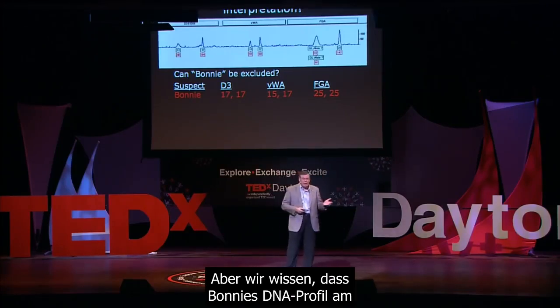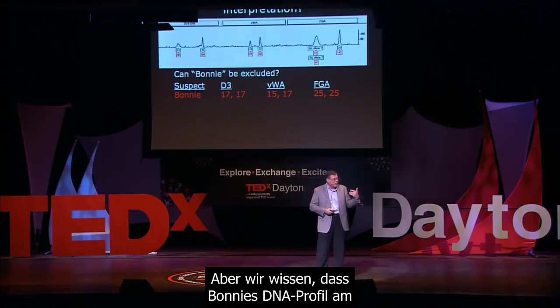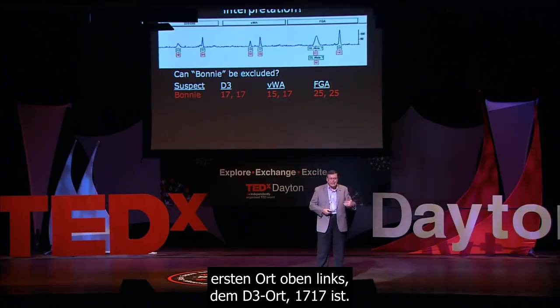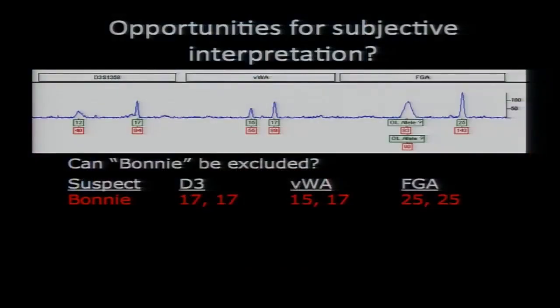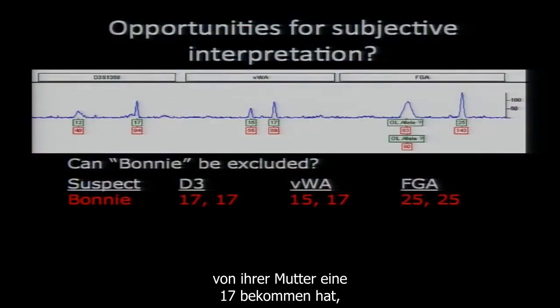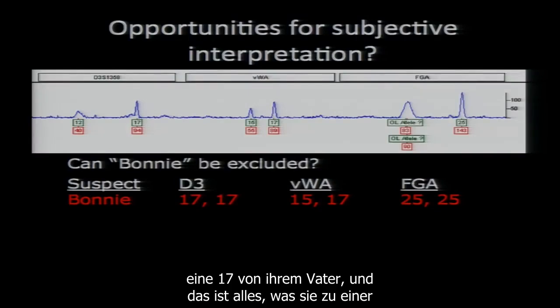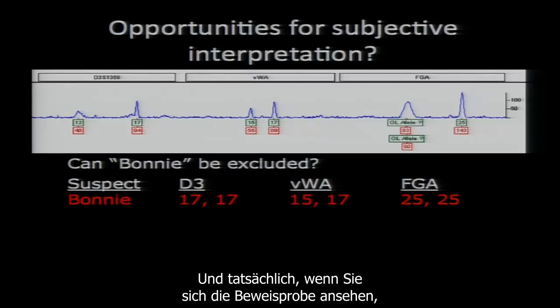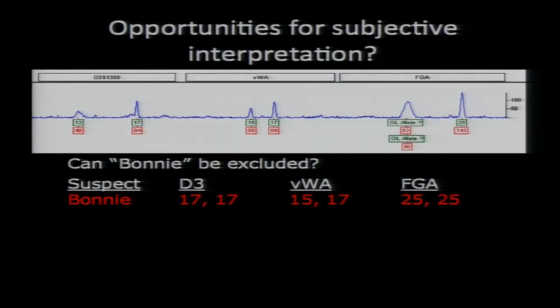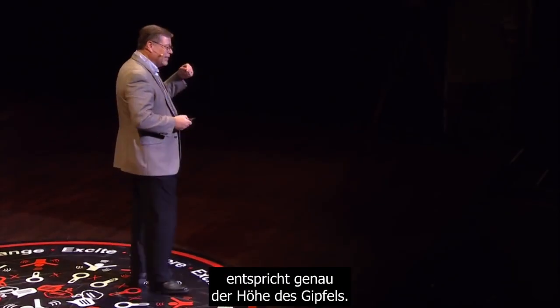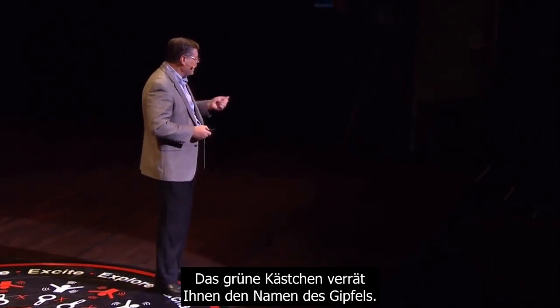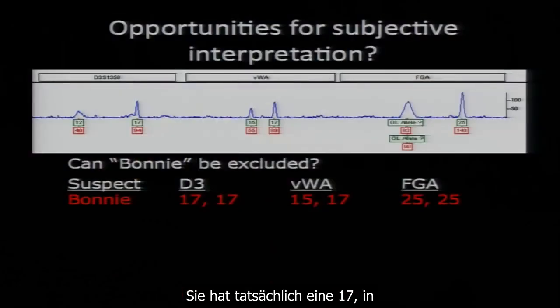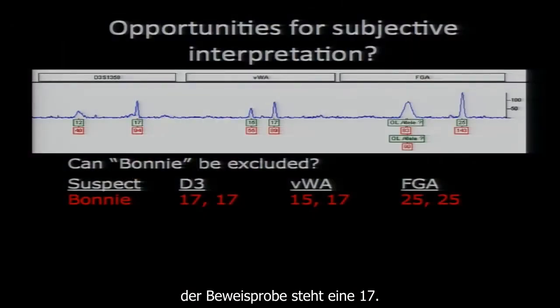But we know that Bonnie, at the first locus on the upper left, the D3 locus, her DNA profile is 17-17. And what that means in practical terms is that she got a 17 from her mother, a 17 from her father, and that's all that she has that she can add to an evidence sample if she were to leave something behind. And sure enough, when you look up at the evidence sample, you'll see that the software has labeled a peak a 17. The red box beneath it is just the height of the peak. The green box is telling you the name of the peak. She's got a 17. Sure enough, in the evidence sample, there's a 17.